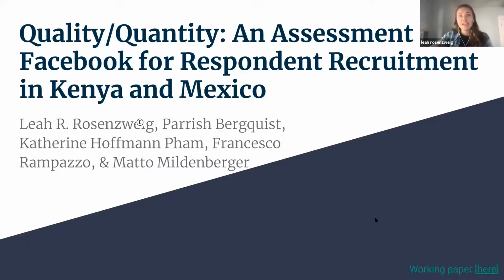So this is a paper with a bunch of co-authors. Some of the names might be familiar. Other political scientists, another demographer, and also an information systems engineer. Here we're interested in digging a little bit deeper to understand the quality and quantity trade-offs that we might make when using Facebook for recruitment. And here we're going to test this in Kenya and Mexico.